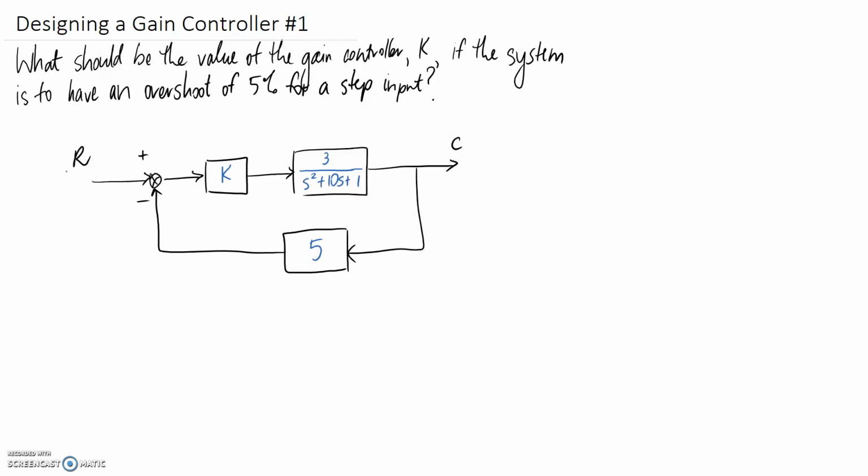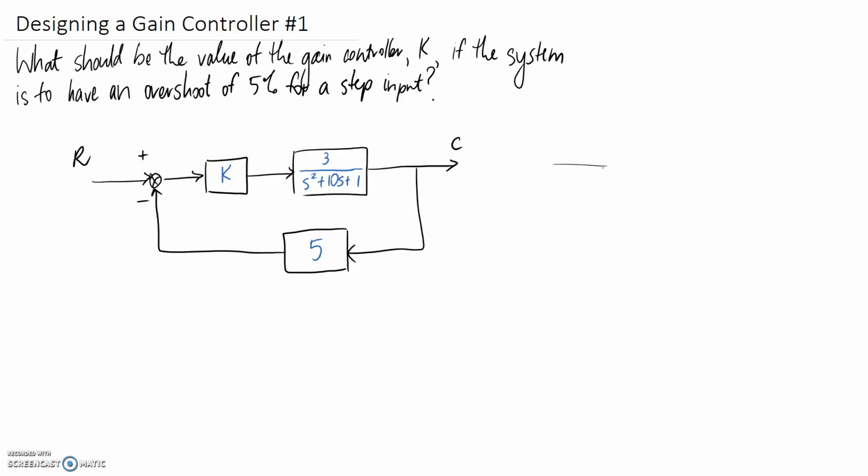Once we've got that, we should be able to pick out the characteristic equation, which is the denominator of our transfer function. And then once we've got that, we should be able to go through the time response characteristics and figure out what the K value needs to be to enforce this criteria of a 5% overshoot. So let's start by working out the transfer function for this system.